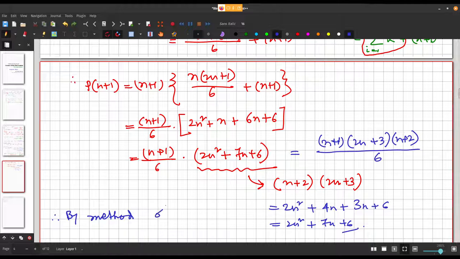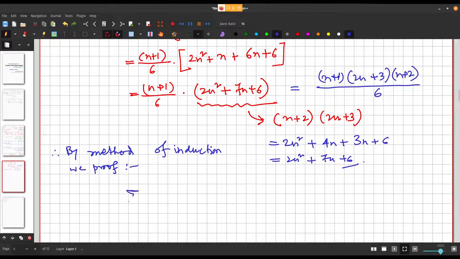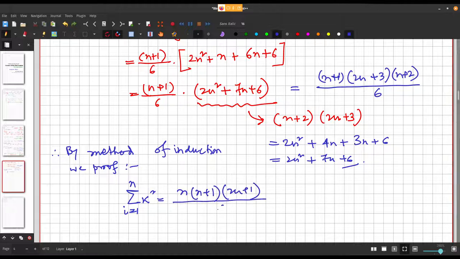So by the method of induction, we prove that the summation of k squared from k equal to 1 to n is given by n(n+1)(2n+1)/6. Okay, so this is the proof, and this is also the answer of this question.